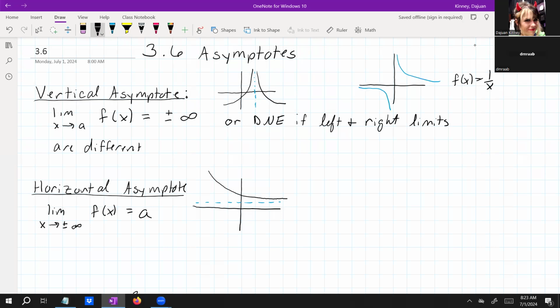Our horizontal asymptote is where we look at x as it goes to either positive infinity or negative infinity, not both at the same time, and ask whether our function approaches a particular value. So in this graph, as x approaches positive infinity, it approaches my horizontal asymptote, and that's going to be y equals something. So these are x equals a, y equals some b value. That's where the asymptotes happen. The one caveat is that your graph can sometimes touch your horizontal asymptote, but it'll never touch a vertical.